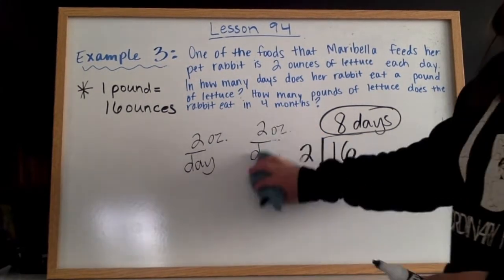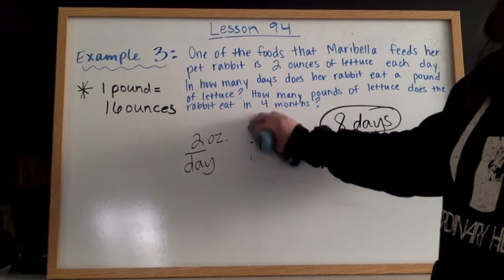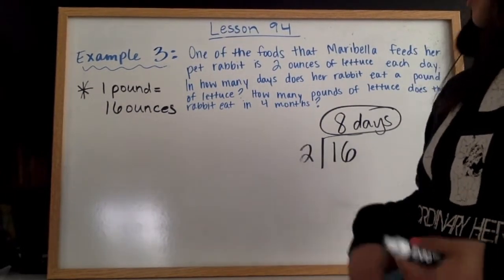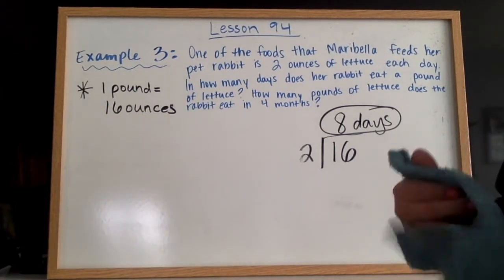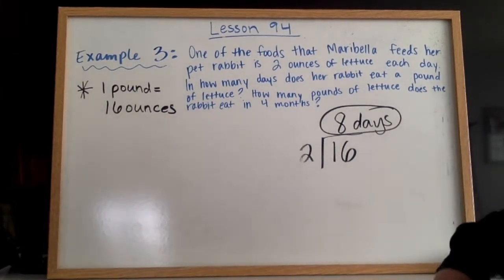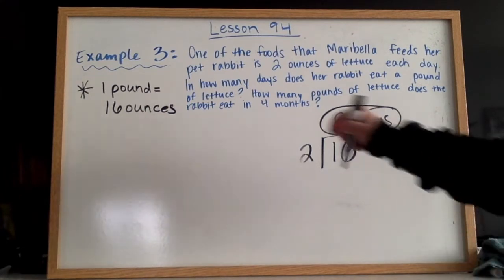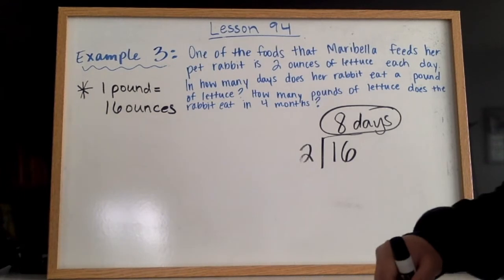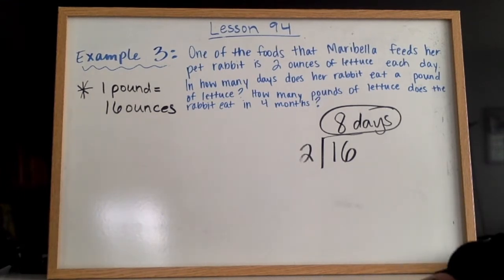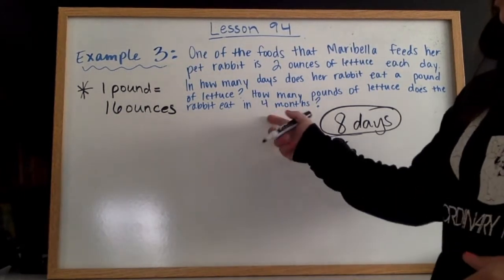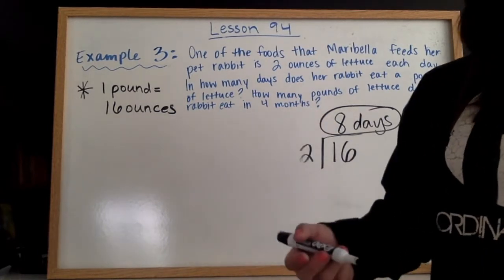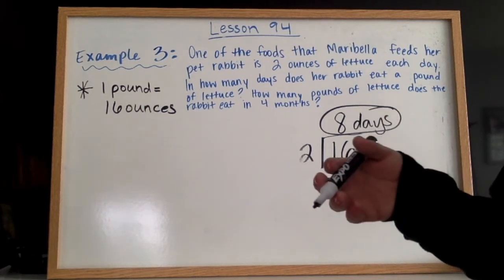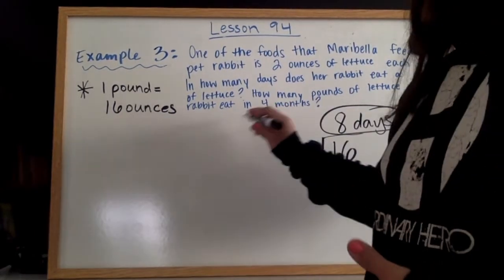The second question asks us how many pounds of lettuce does the rabbit eat in 4 months? Now this question's kind of tricky because we don't know which months they're asking about. So if I were the person who had written this question, I would have said about how many pounds does the rabbit eat? Because not each month has the same amount of days. But on average, we can say that there's 30 days, okay? Just to make life easier for us.